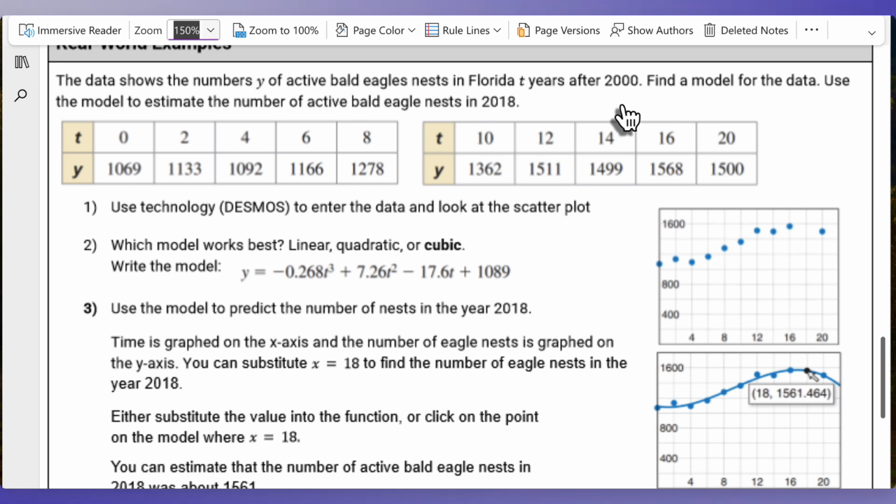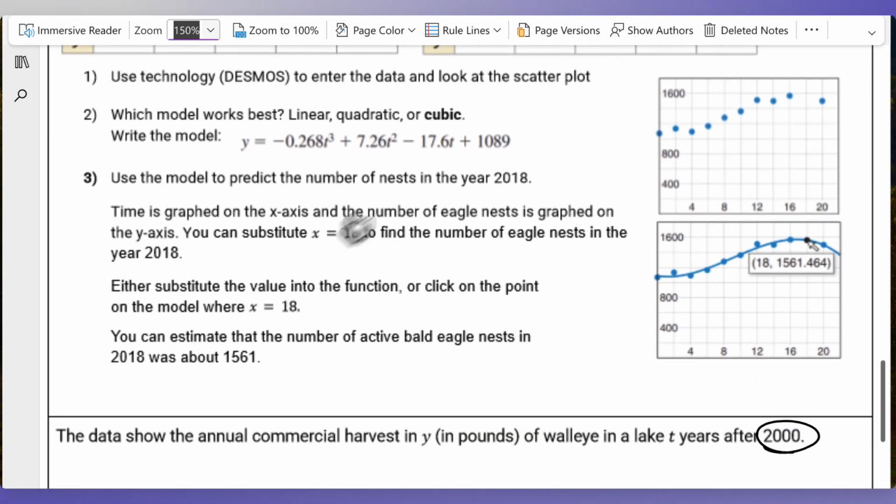You just never know. Okay, this one starts at 2000. So 0 would be the year 2000. This would be 2002, 2004, so on and so forth. And then this last one would be 2020. All right, so what it's doing is it's asking you what would be the number of nests in the year 2018. So 2018 is 18 years after the year 2000.